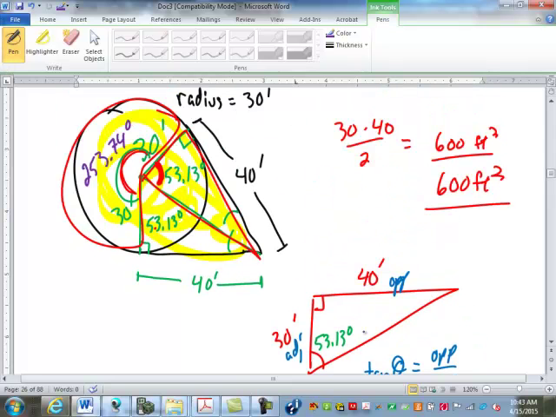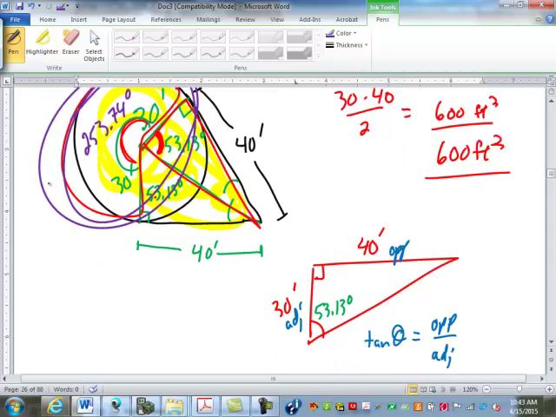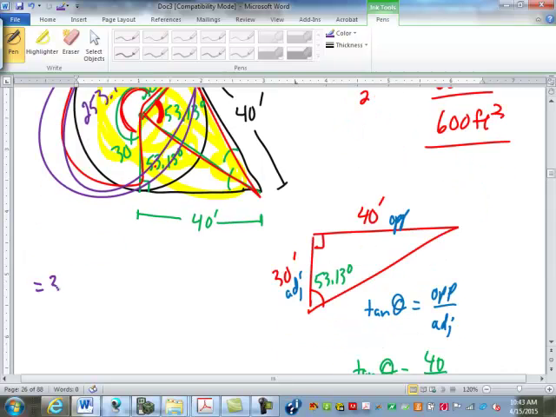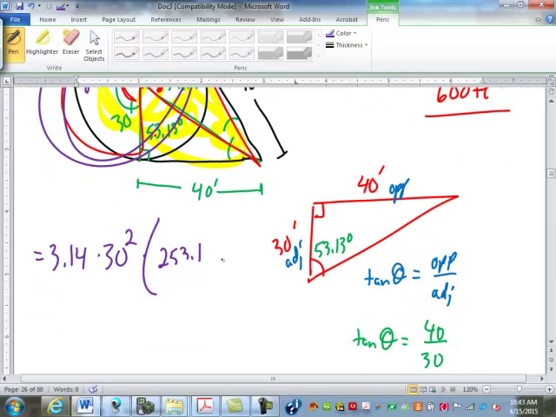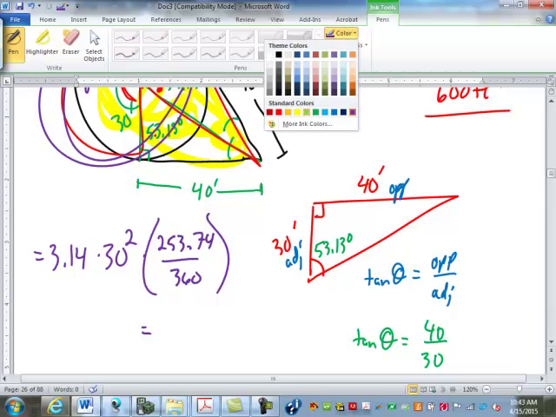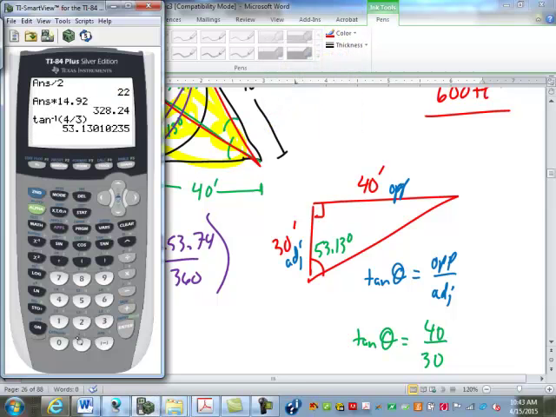Well, now that I have that, finding this area should be pretty simple, right? It's the area of the whole circle. So pi, 3.14, times the radius of 30 squared. And then times the 253.74 over 360. Look familiar? So 3.14 times 30 squared times 253.74 divided by 360. 1991.86.